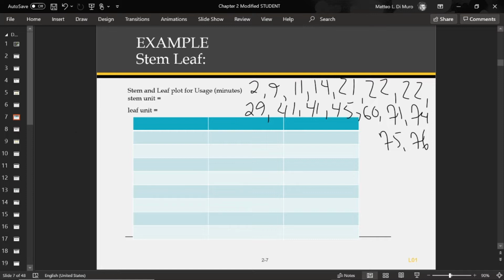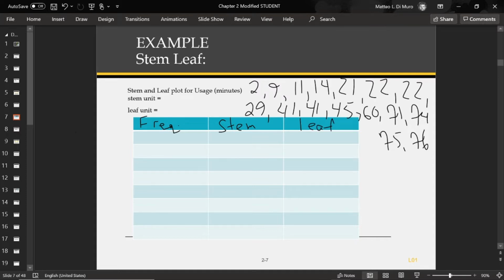Now that's really going to help you figure out your stem unit and your leaf unit, and you'll see what I mean in a second. So when you make this table, over here I'd write frequency. Frequency is just how many times a certain number or group of numbers comes up. Then in the next column, go ahead and write stem, and then over here write leaf.